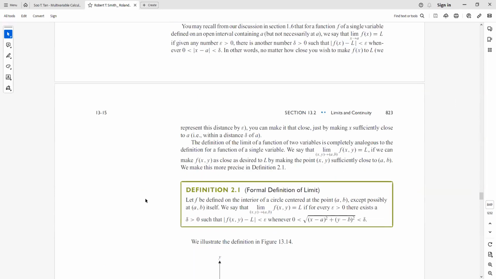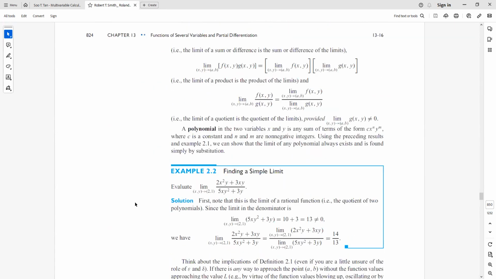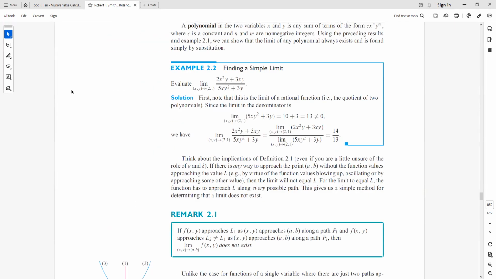Now let's see some more examples. For instance, finding a simple limit. This is an example where the limit of (x, y) tending to (2, 1) of this function, a rational function. If we apply these values here, that is 2 times 2 squared times 1 plus 3 times 1 over 5 times (2 times 1) squared plus 3 times 1, this equals 14 over 13.